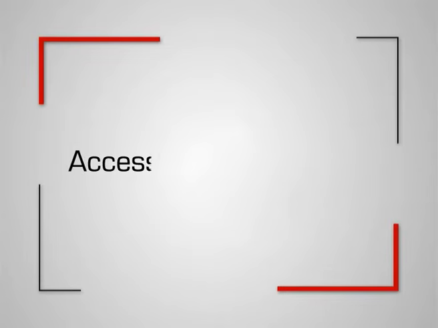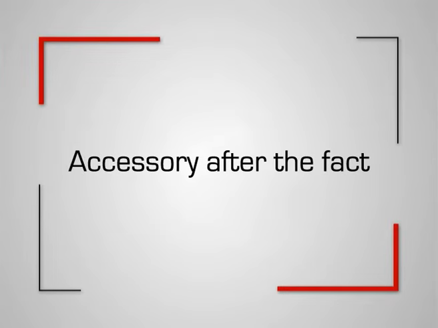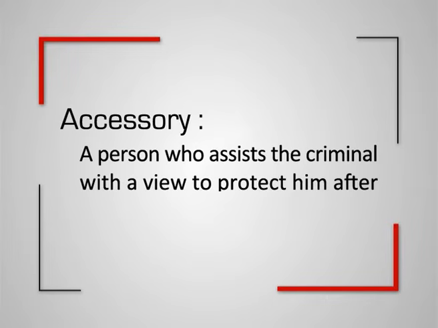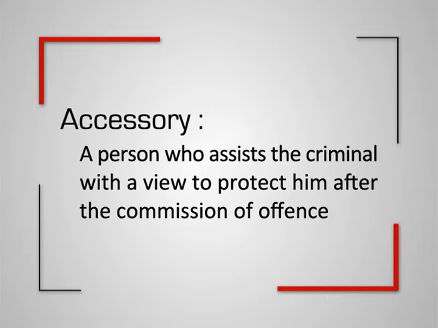Suppose B rapes C's wife, A is not accessory before the fact. And the last one is accessory after the fact. He is a person who assists the criminal with a view to protect him after the commission of the offence.